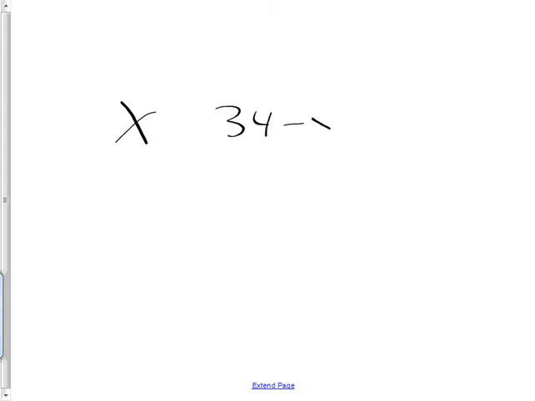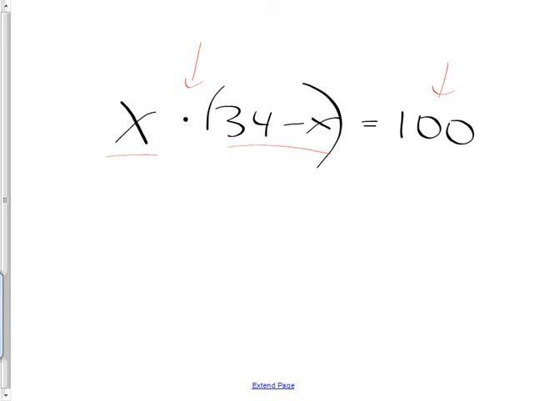X and 34 minus x. Good. And their product is 100. Product means multiply them, equals 100. Did you see what just happened there? I said two numbers add up to 34, x and 34 minus x, and their product, multiplying them, is 100. See? And now I could solve that. I could multiply that out.